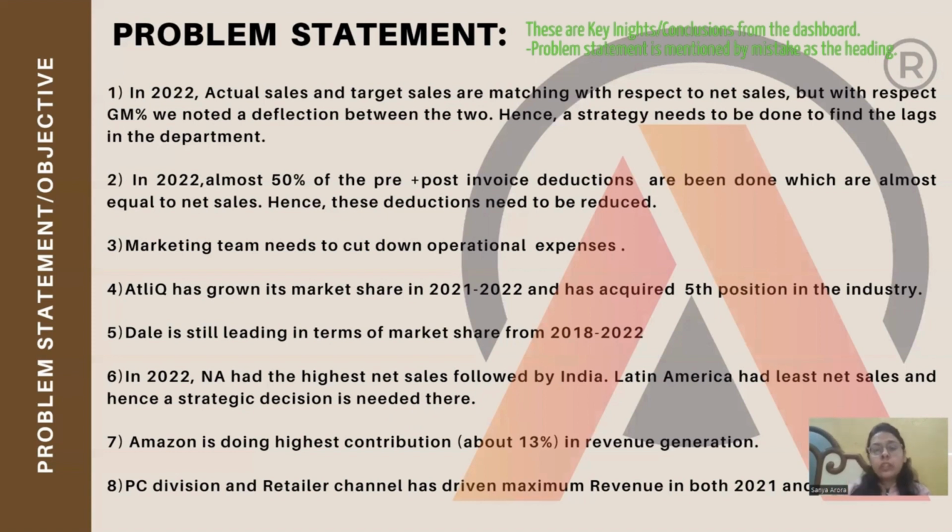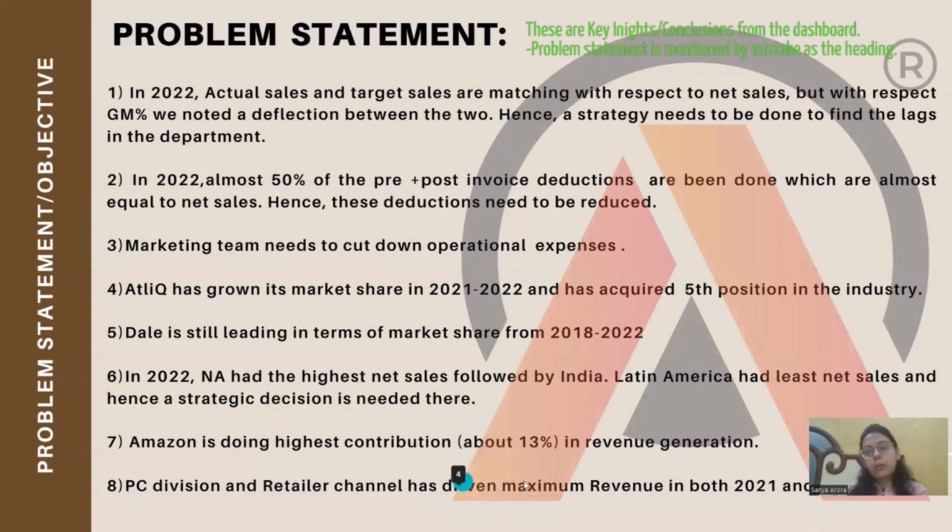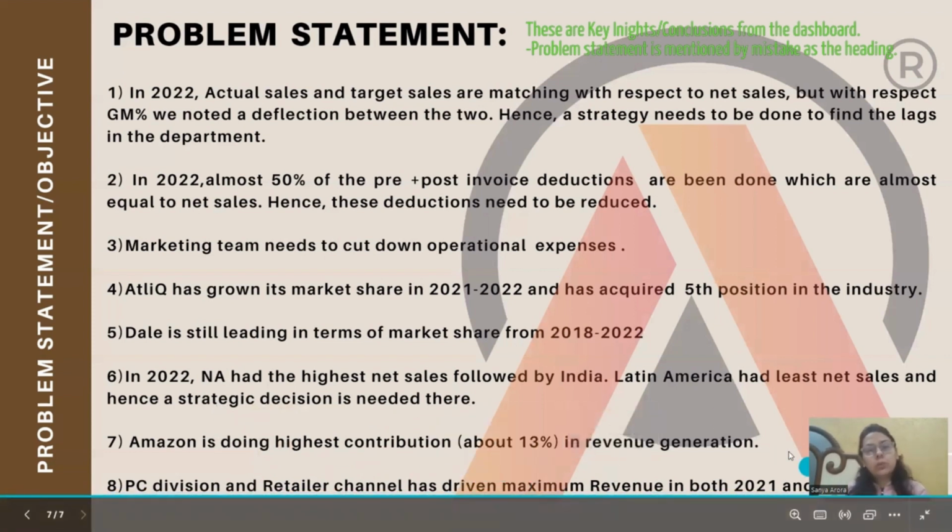So the regional managers and the executive people should write strategies to work out the net sales over there, and find out what's going wrong there. Next, we saw Amazon was our highest revenue generator, and PC division and retailer channel have driven maximum revenue in both 2021 and 2022. So this was all about the dashboard.